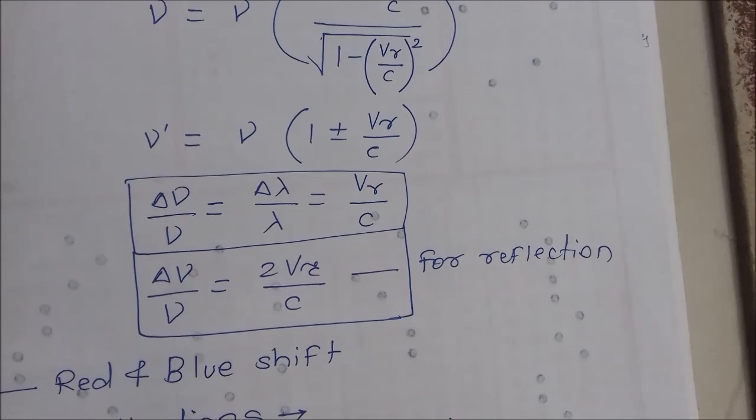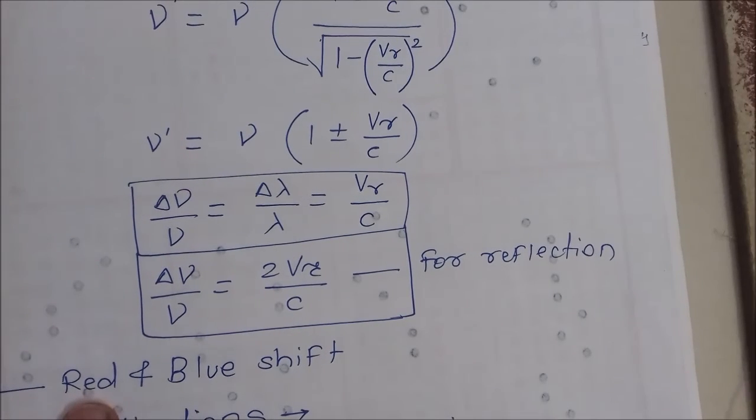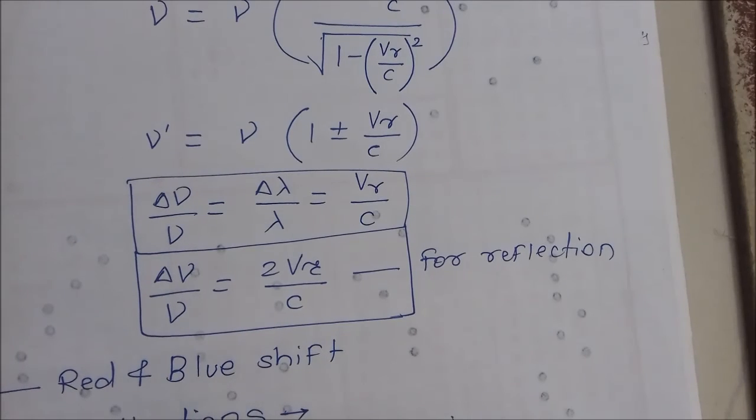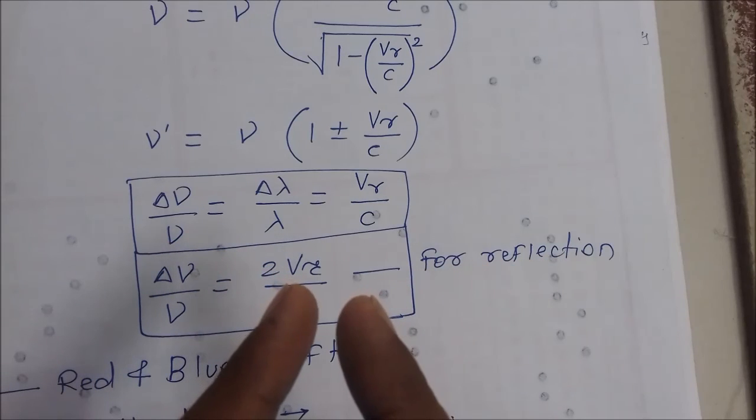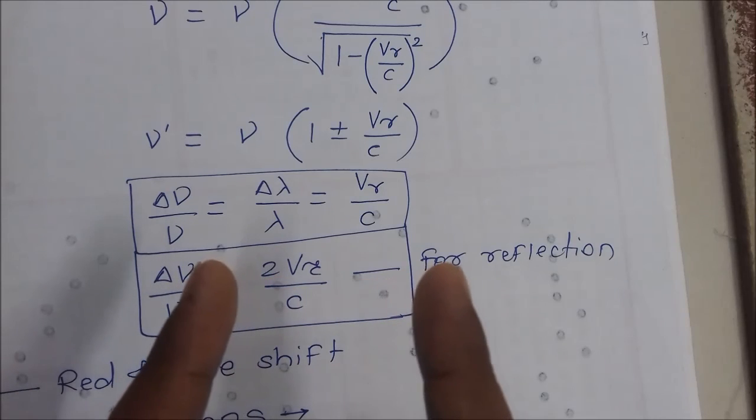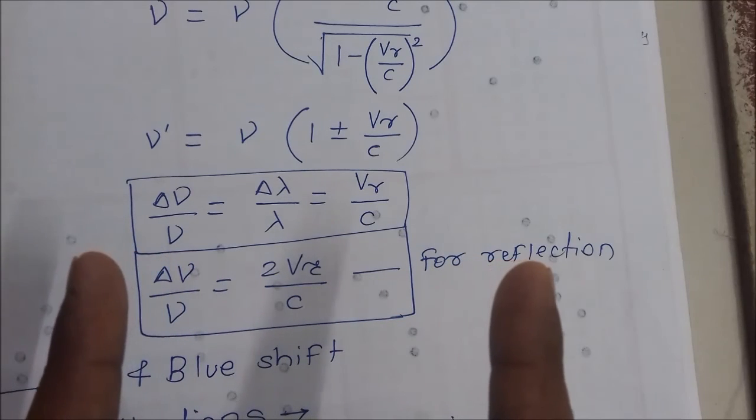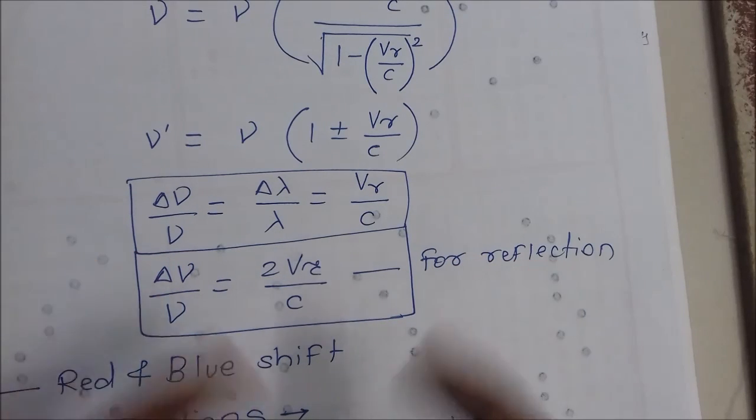Then red shift means frequency decreases, blue shift means frequency increases. If the observer and source are moving towards each other, then frequency increases. This is called blue shift. If they are moving away from each other, then the apparent frequency decreases. This is called red shift.